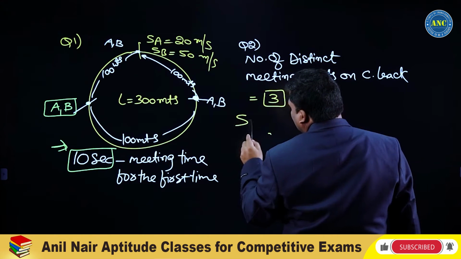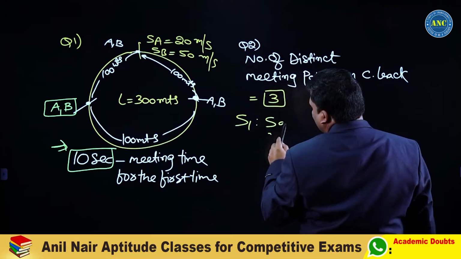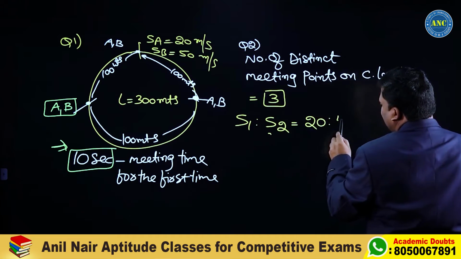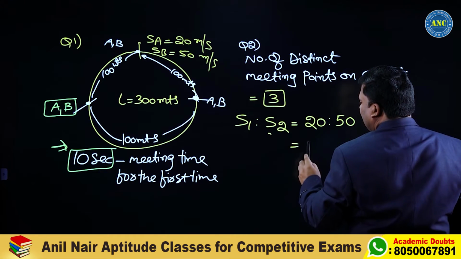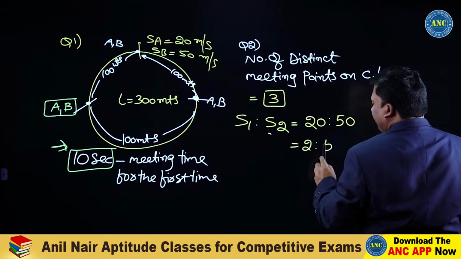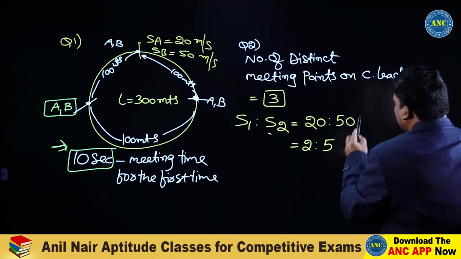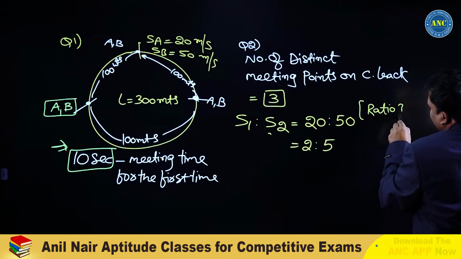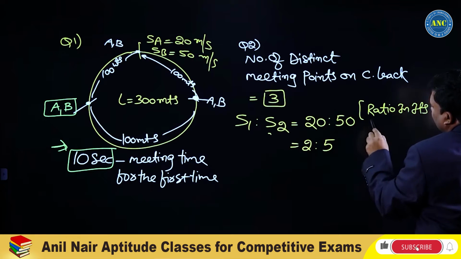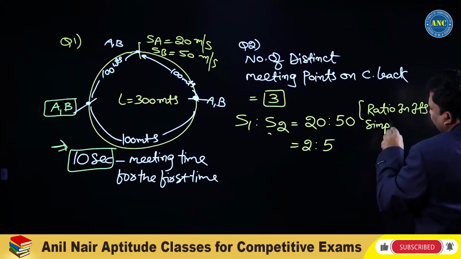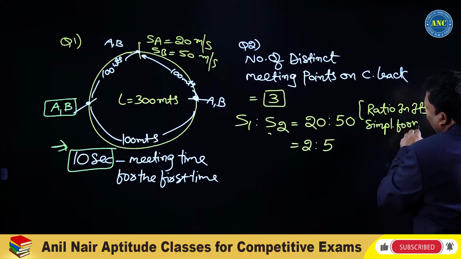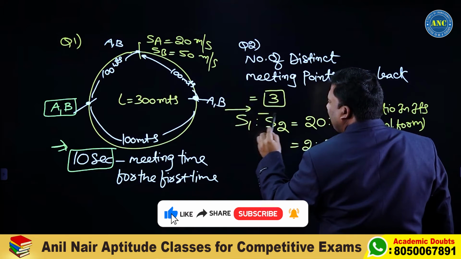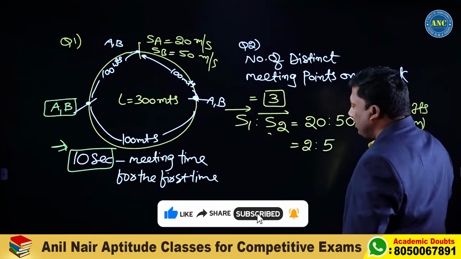Take these ratios. S1 is 20, S2 is 50. 20 is to 50, which is 2 is to 5. Make the ratio in its simplest form, because they both are moving in the same direction.